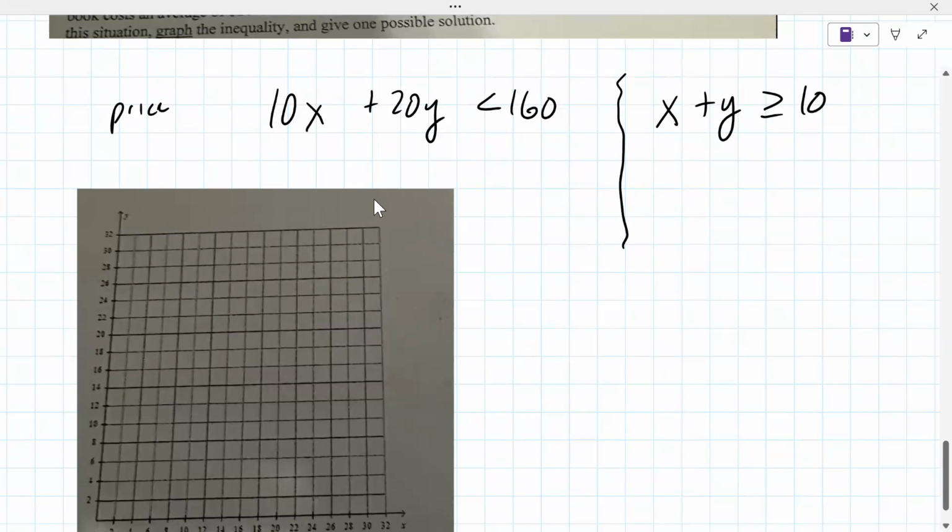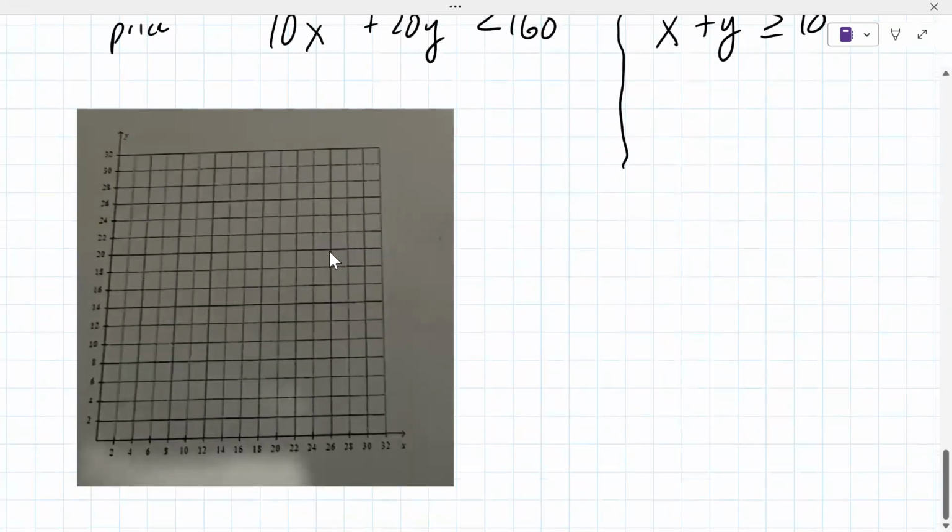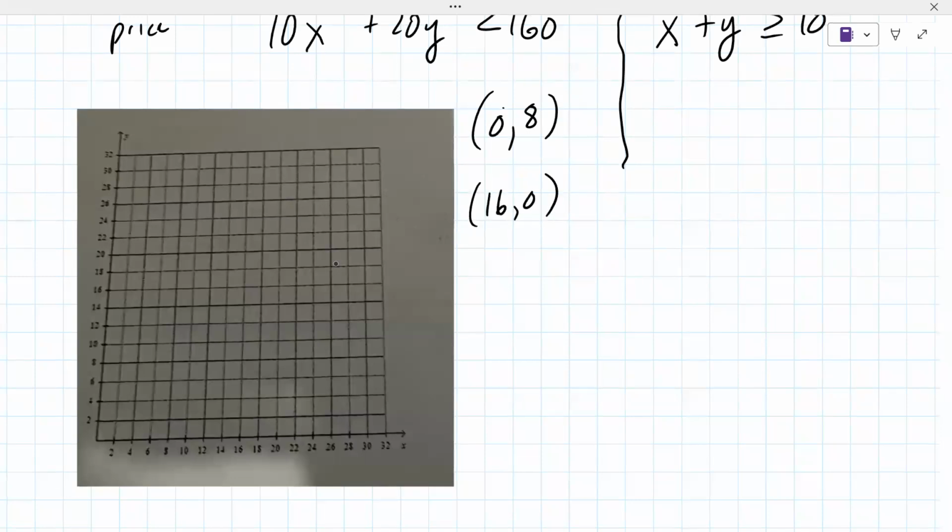I think you gave it to me backwards. Well, when x is 0, 0, 8 is a pair, and then would it be 16, 0? Yes. The flip doesn't really matter, but that's okay. So there it is.